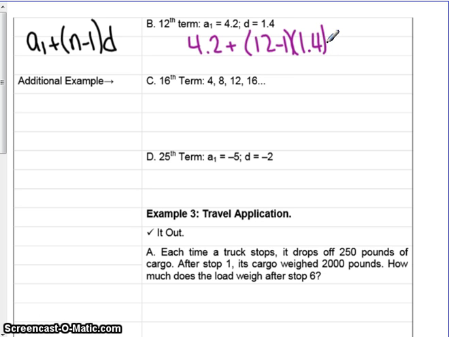And depending on how good your calculator is, you might just be able to plug this whole thing into it, and I'll tell you what you should get. I'm getting 19.6 as the 12th term.